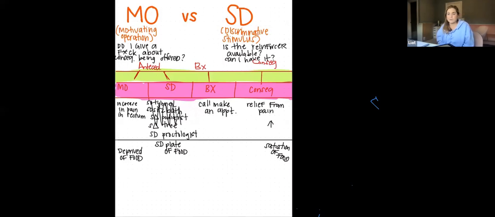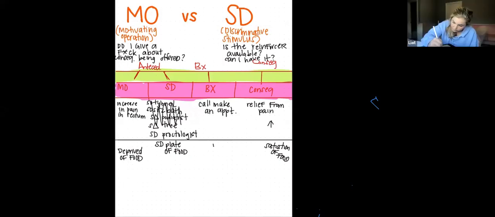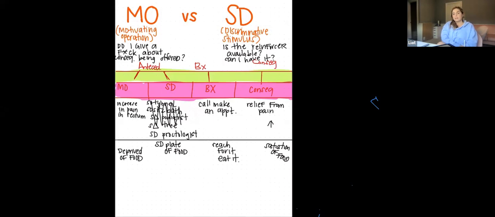Okay, now what behavior do you think you're going to engage in if you are deprived of food? Reaching for it. Eat it, right? And now the consequence is you're satiated of food.